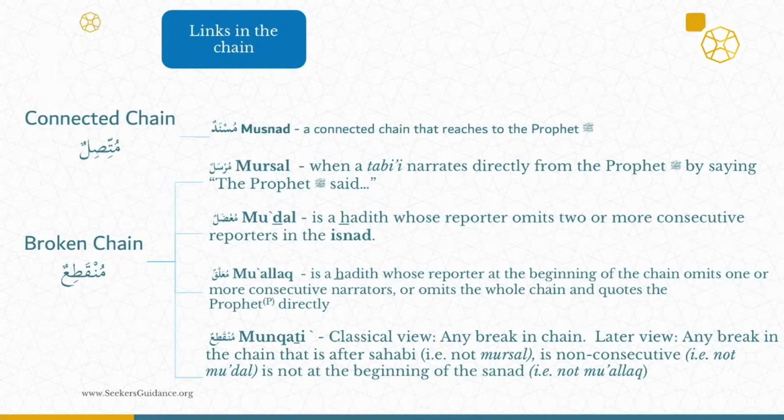Herein, however, there's a definition given as a later view, a more contemporaneous view than the classical view, is that any break in the chain that is after the sahabi. In other words, it can't be that the sahabi is the missing link because that would be mursal. It can't be that it's consecutive missing links because that would be mu'dal. And it can't be at the beginning of the sanad till wherever because that's going to be mu'allaq. So that is a more sort of the later view on inqita' or what a munqati' hadith represents.